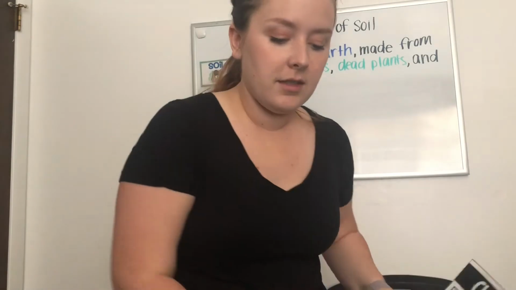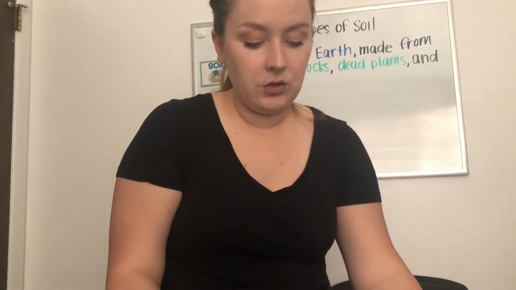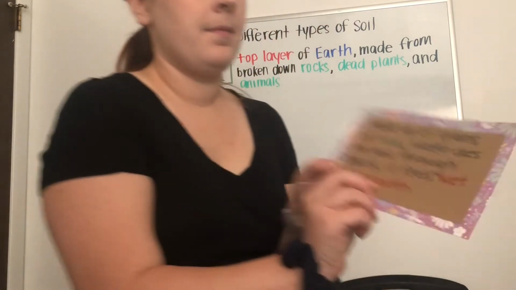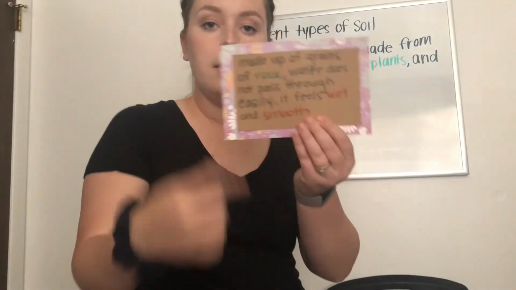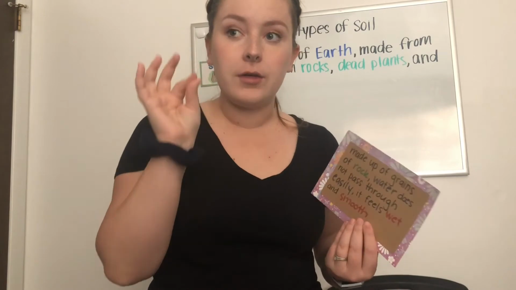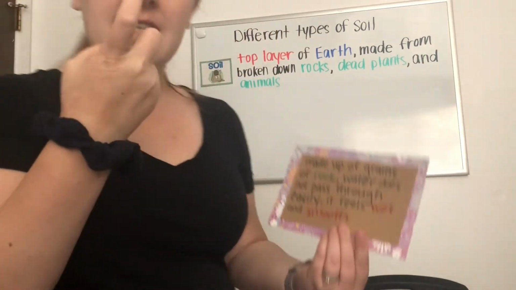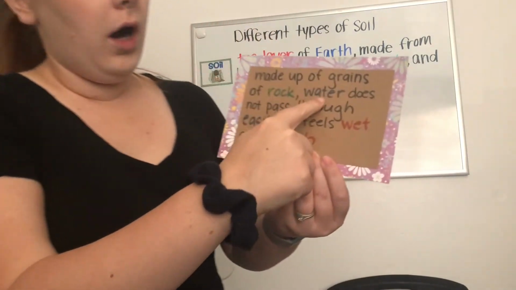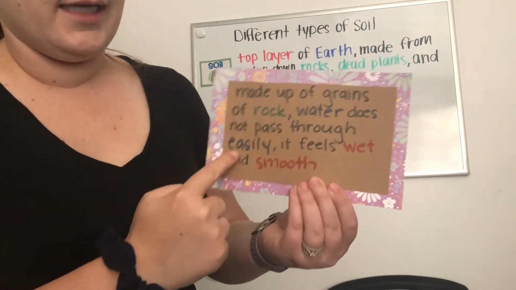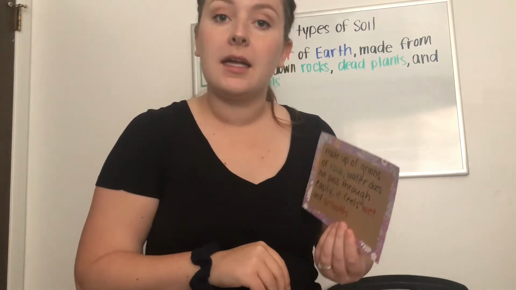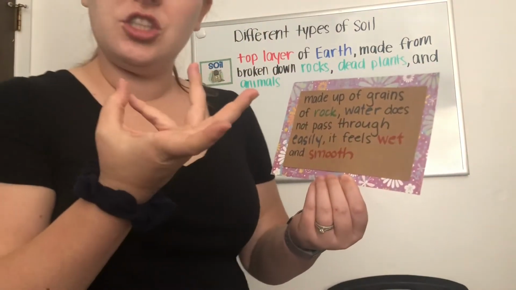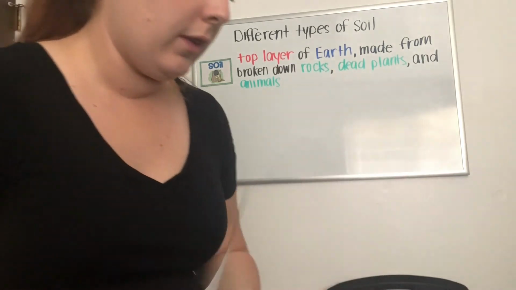So, a lot of you guys might have used clay in like art class in kindergarten. Clay soil is actually made up of grains of rock. So remember we were talking about rocks? This is made up of really finely ground up rock that sticks together. Water does not pass through clay easily. Because it sticks together, water has a really hard time getting through it. And when you touch it, it feels wet and smooth.